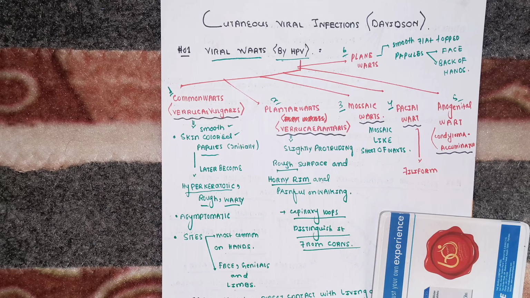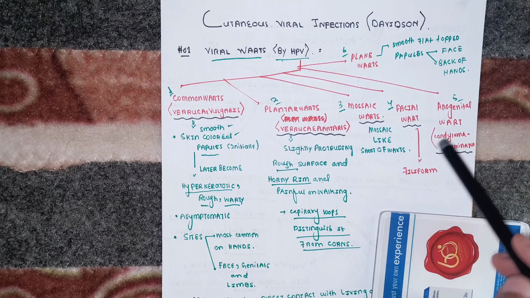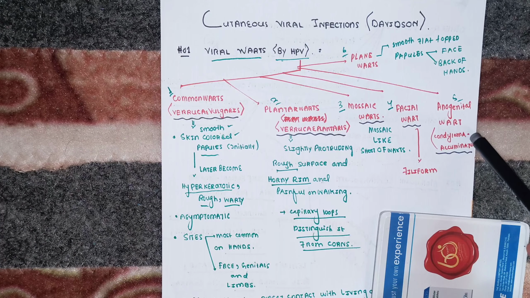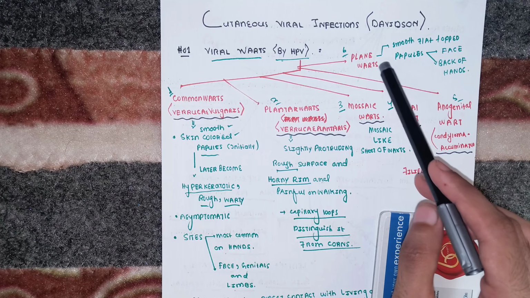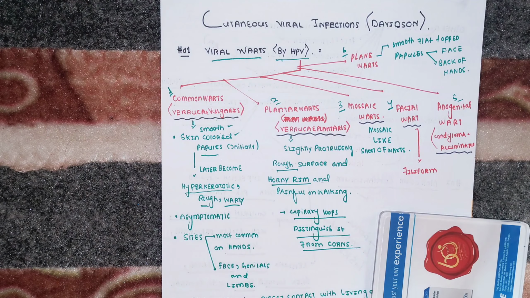They include number one, common warts. Number two, plantar warts, and mosaic warts. At number four is facial warts, also called filiform warts. Anogenital warts, also called condyloma acuminatum. You must be familiar with these names because I hope you are done with your microbiology. Plain warts, okay. So one, two, three, four, five, and six. We have to learn a few things about all these types of warts, right?